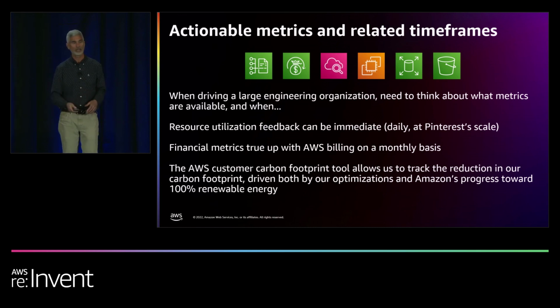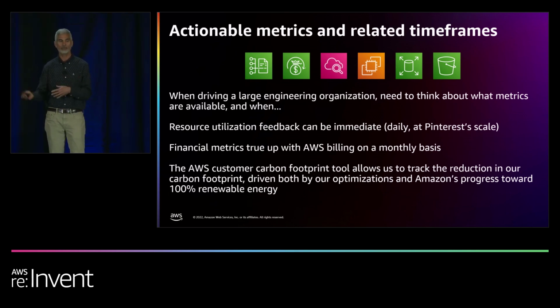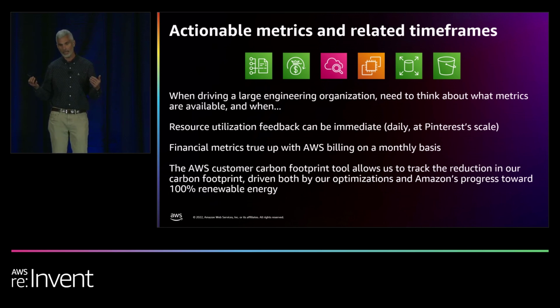Then on a monthly basis, we get our AWS bill, and we true up the variance of that AWS bill against what we have in our warehouse that represents our infrastructure. And so when we do that join on a monthly basis, then we can get a very precise view of how we're doing on all of the cost metrics.